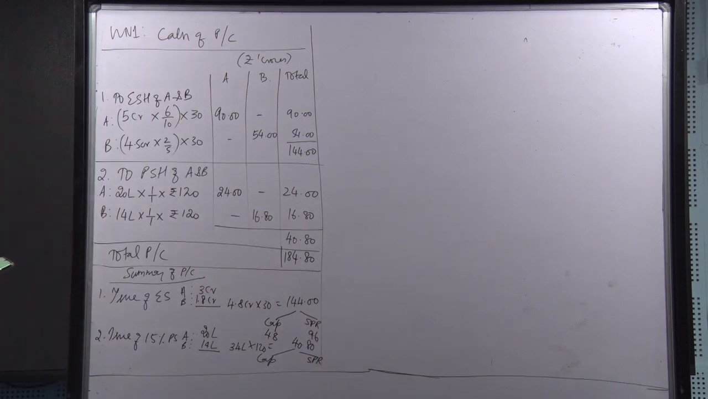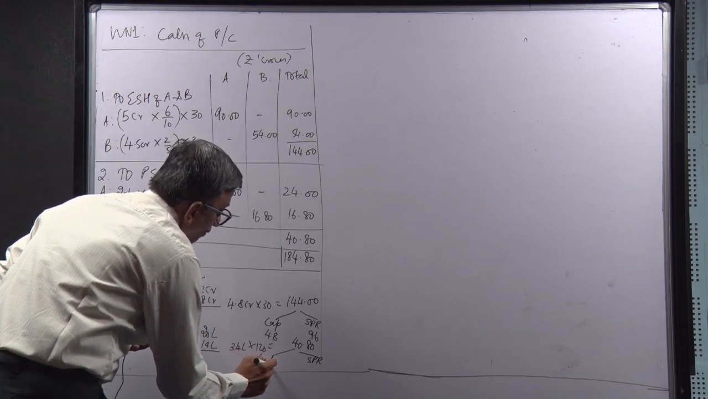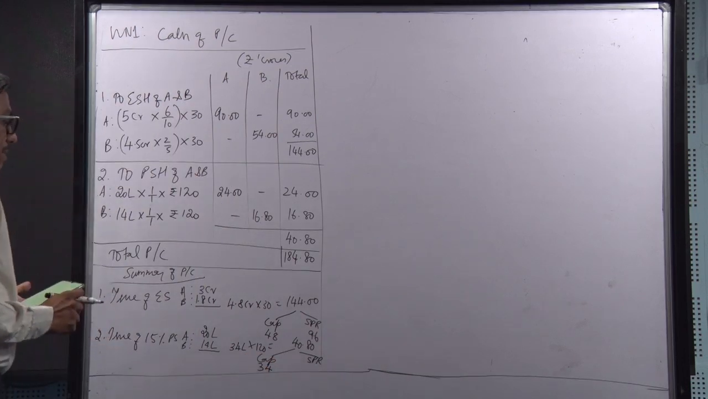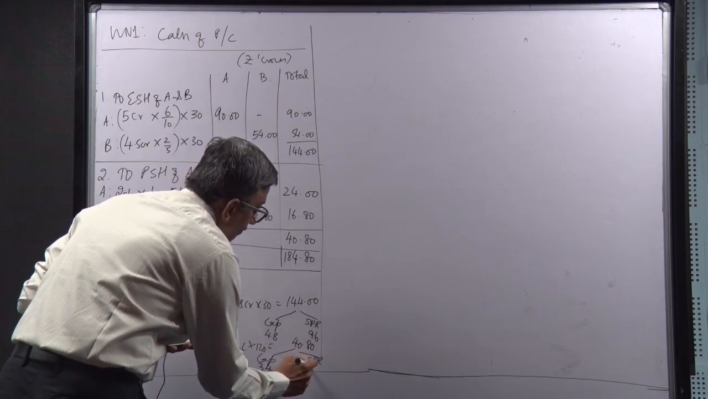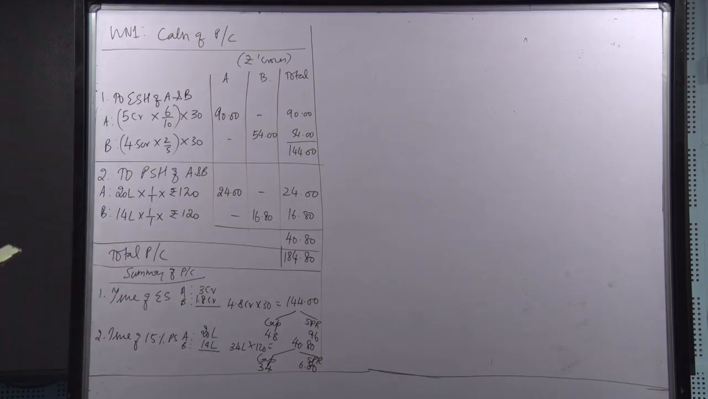Capital will be 34 crores. Premium will be the balance, 6.8. So when you prepare the balance sheet of C Limited, equity capital will be 48 crores and preference capital will be 34 crores. Security premium will be 96 crores from issue of equity shares, 6.8 crores from issue of preference shares. So it will be easy for you to prepare the balance sheet.